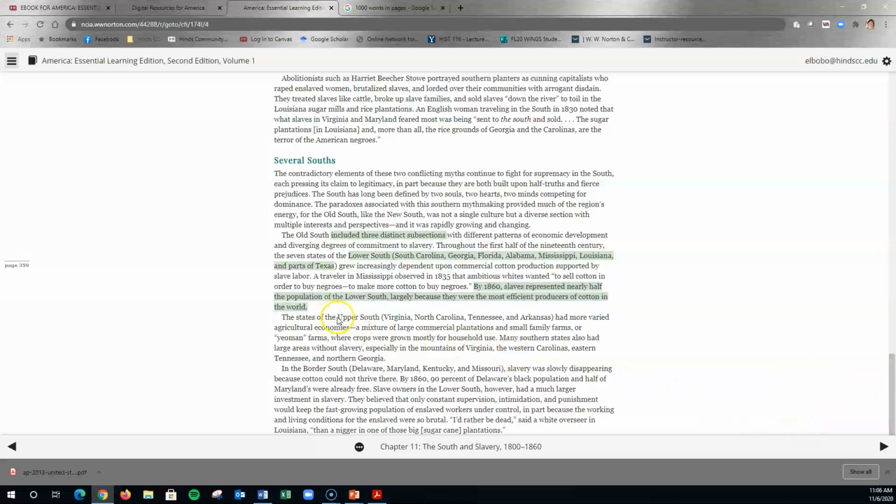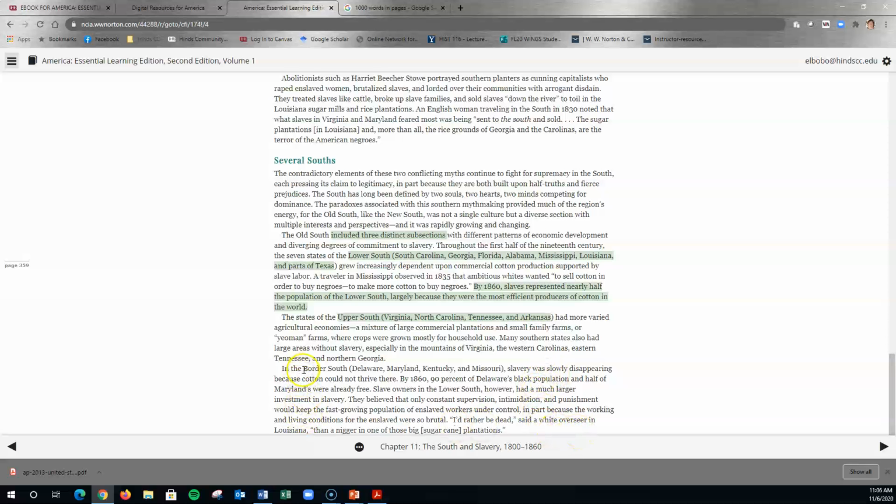Now, the upper South is a little bit different. Virginia, North Carolina, Tennessee, and Arkansas were more varied. Sometimes you did have some plantations, but other times you have yeoman farmers who were just farmers, and crops were grown for household use.